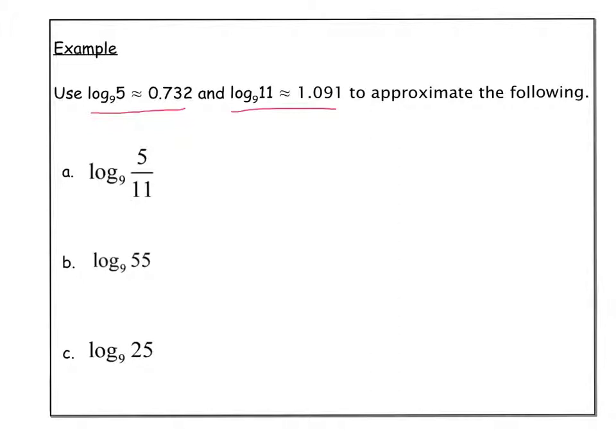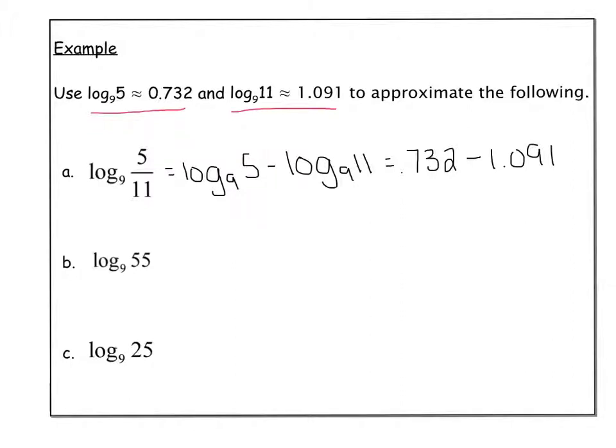So the first thing that we want to do in these is expand the problems. The first one is division, so that means I can change it into subtraction. So it's the log base 9 of 5 minus the log base 9 of 11. Now you're told that the log base 9 of 5 is 0.732, so I can substitute that into the expression. So it'll be 0.732, and then you're also told that the log base 9 of 11 is 1.091. So then I can find the actual value of the log base 9 of 5 over 11 by just subtracting those two numbers. So the log base 9 of 5 over 11 is going to be about equal to negative 0.359.